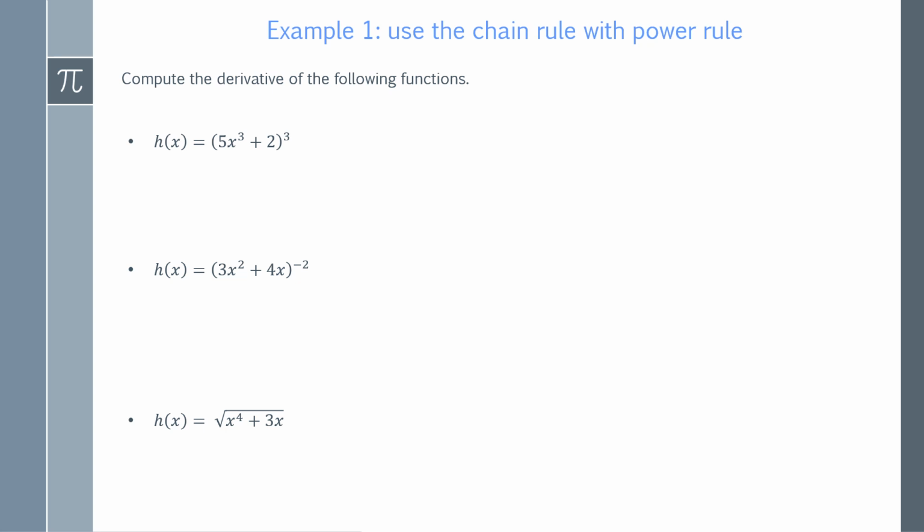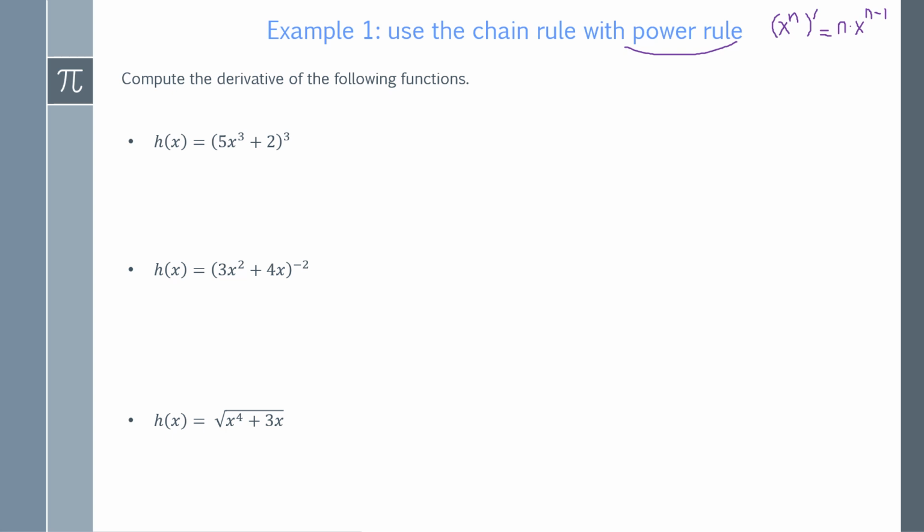For the first group of problems, I chose examples where we will be applying chain rule with the power rule. Okay, let me remind you what the power rule is saying. If we have x raised to the n, and we would like to compute the derivative of this, then that would be n times x to the power n minus 1.